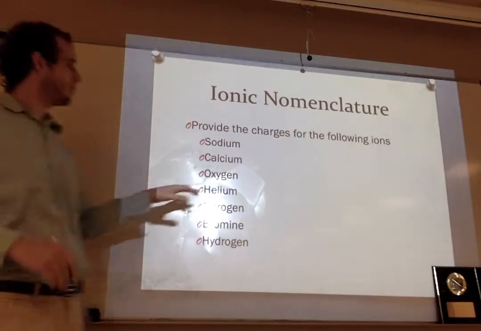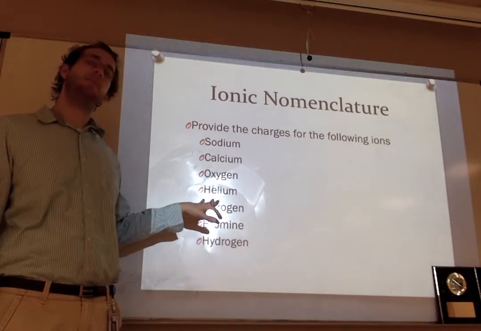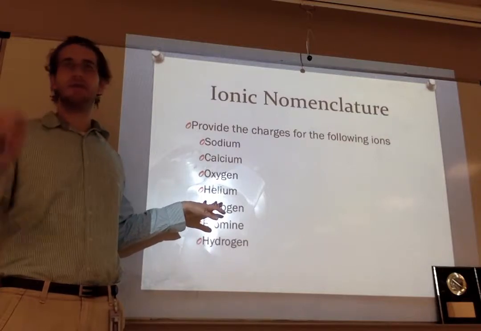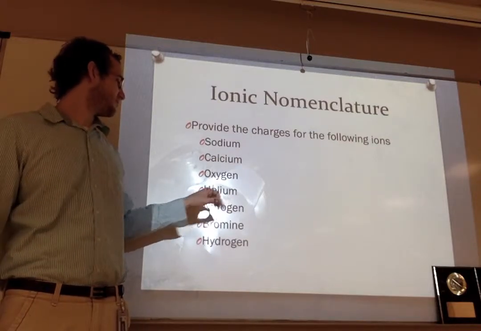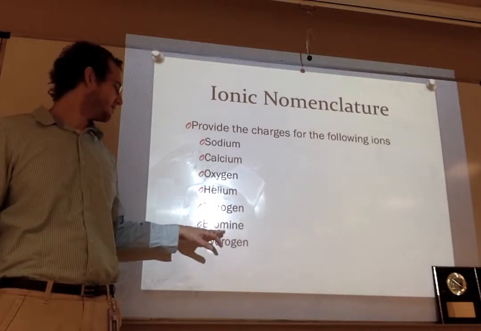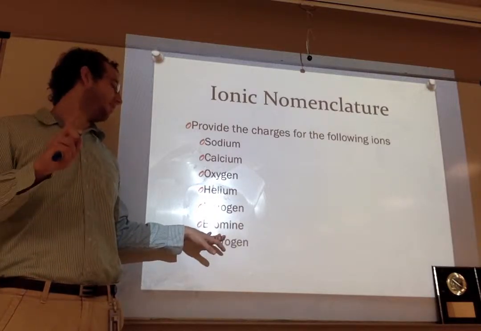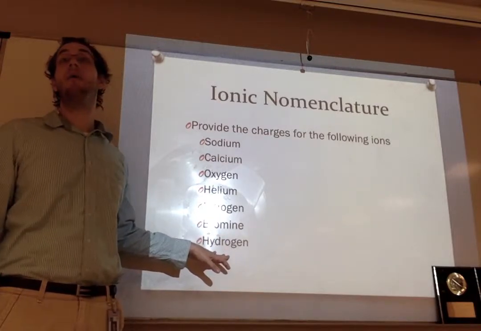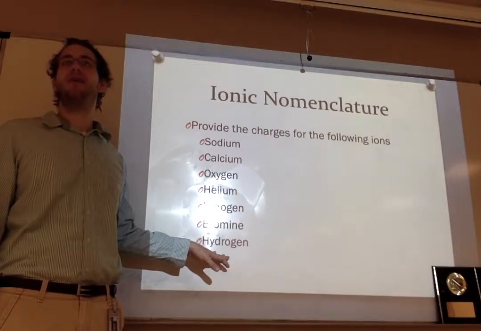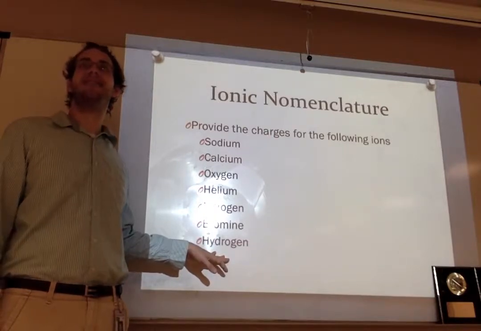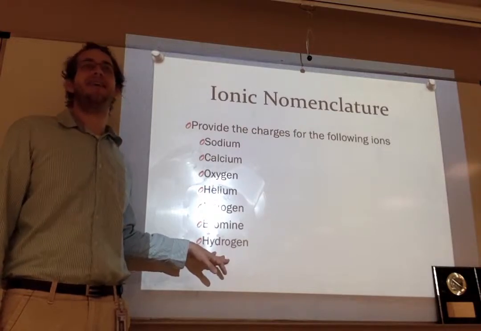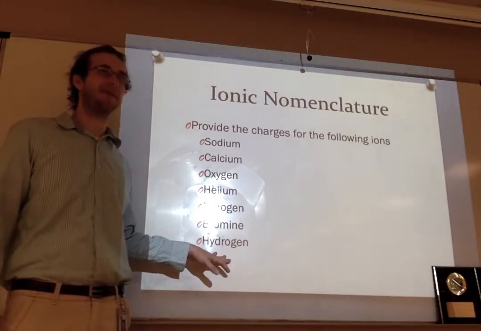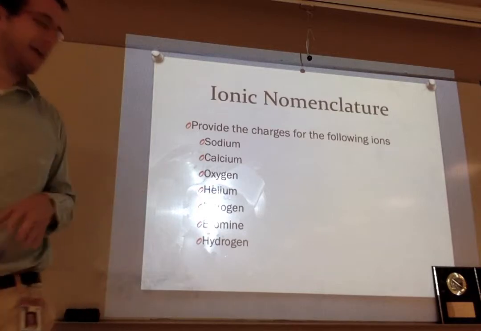Oxygen, 2 minus. Helium, stable, so the charge would be 0. Noble gas. Nitrogen, 3 minus. Bromine, 1 minus. Needs 1 more electron to be stable. Hydrogen, 1 plus, or 1 minus, the hydride ion. Usually we think of it as a 1 plus, but every now and then it'll be a 1 minus, which is just kind of weird. But it happens. Good.